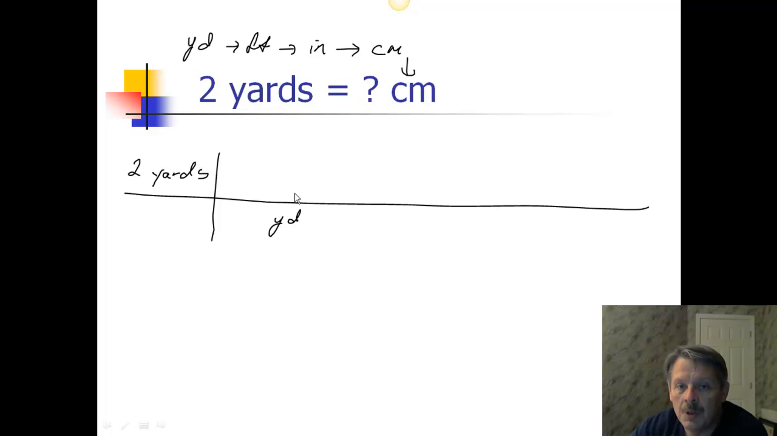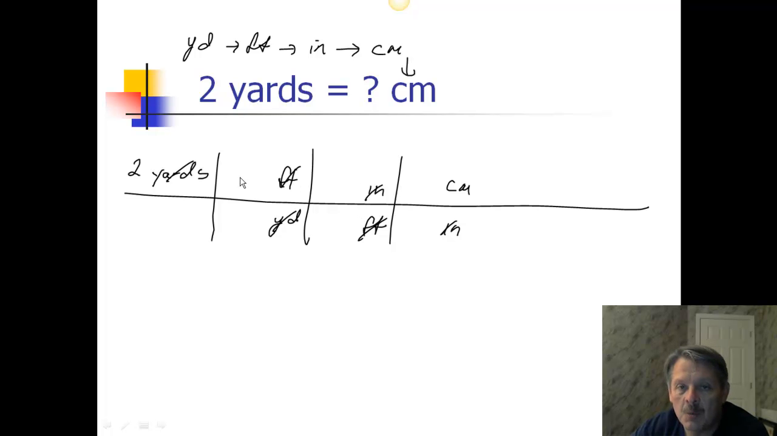I'm going to put yards on the bottom, feet on top. So I've gotten rid of yards. And I've gone to feet. Get rid of feet, and go to inches. Feet disappear, go to inches. I don't want inches anymore. I want centimeters. So I get rid of inches and go to centimeters.